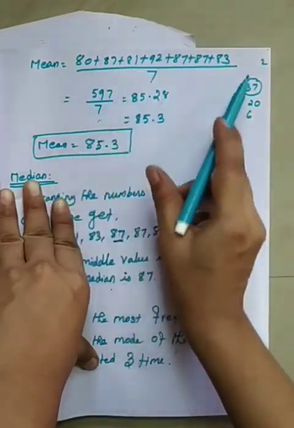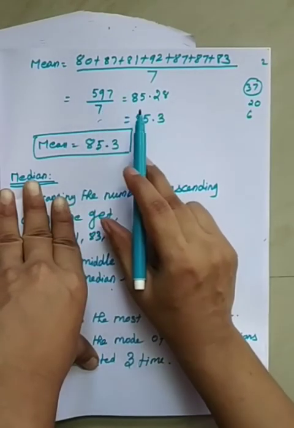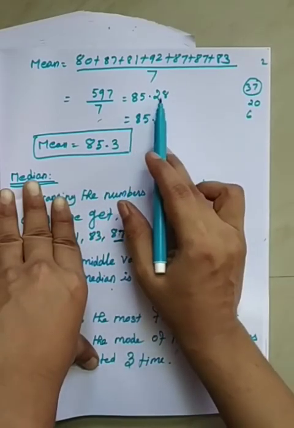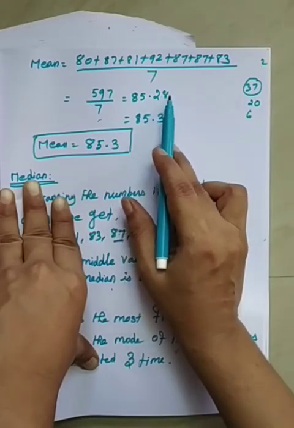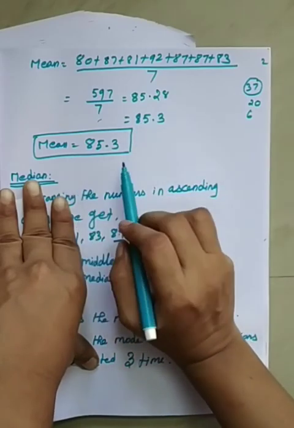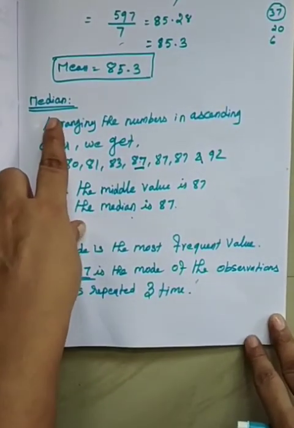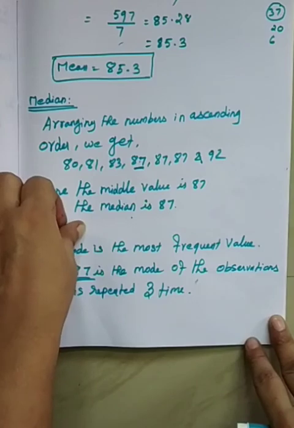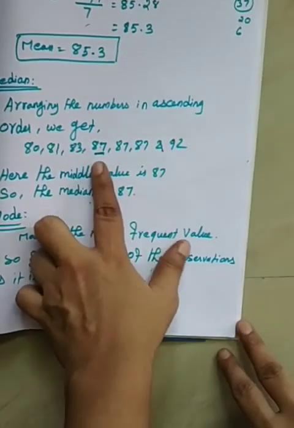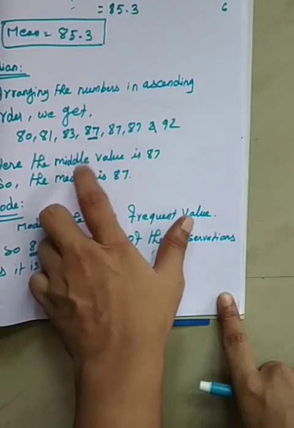Now simplifying this, you will get 597 divided by 7. Simplifying this, you will get 85.28 something. So you have to write 85 point 28, and rounding it off you can write 85.3. So the mean value is 85.3. The next one is median. So how can you find the median? First you have to arrange the numbers in ascending order. Now you can see the middle value. What is the middle value? See here, 87 is the middle value. So 87 is also called the median.